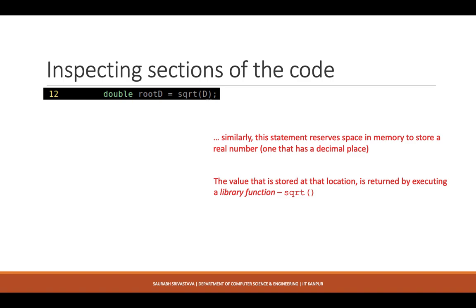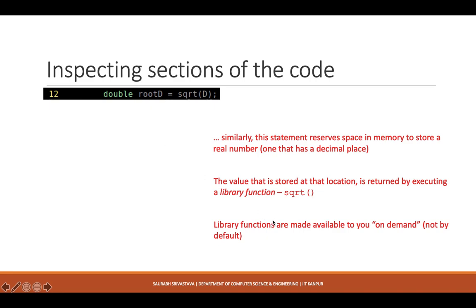The value that is stored here, similar to 1 that was there for the integer, is returned by calling a library function. You probably already know what a library function is. It is a procedure that was written by someone else for you. So this sqrt function, the library function, is being used here, and whatever it actually calculates is stored back at the memory location, which is now named root D.